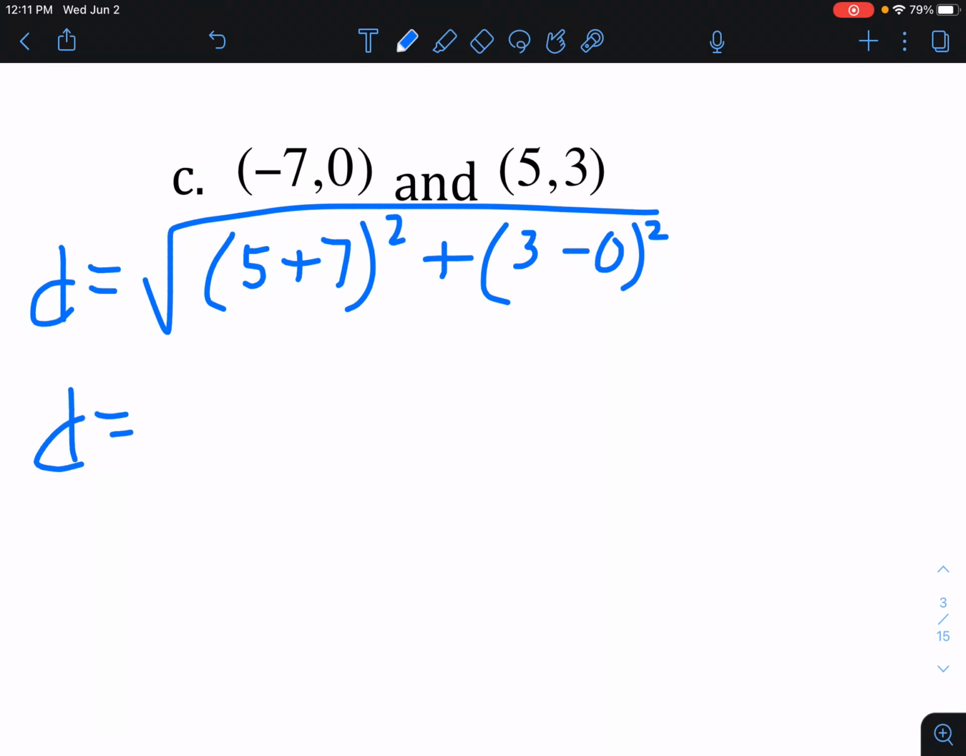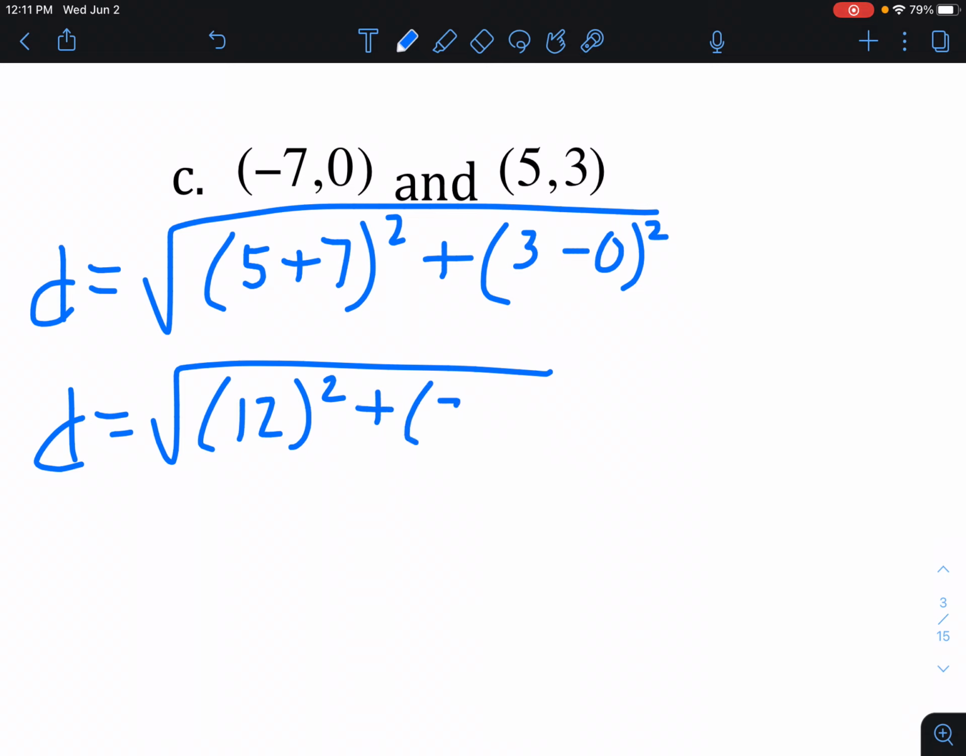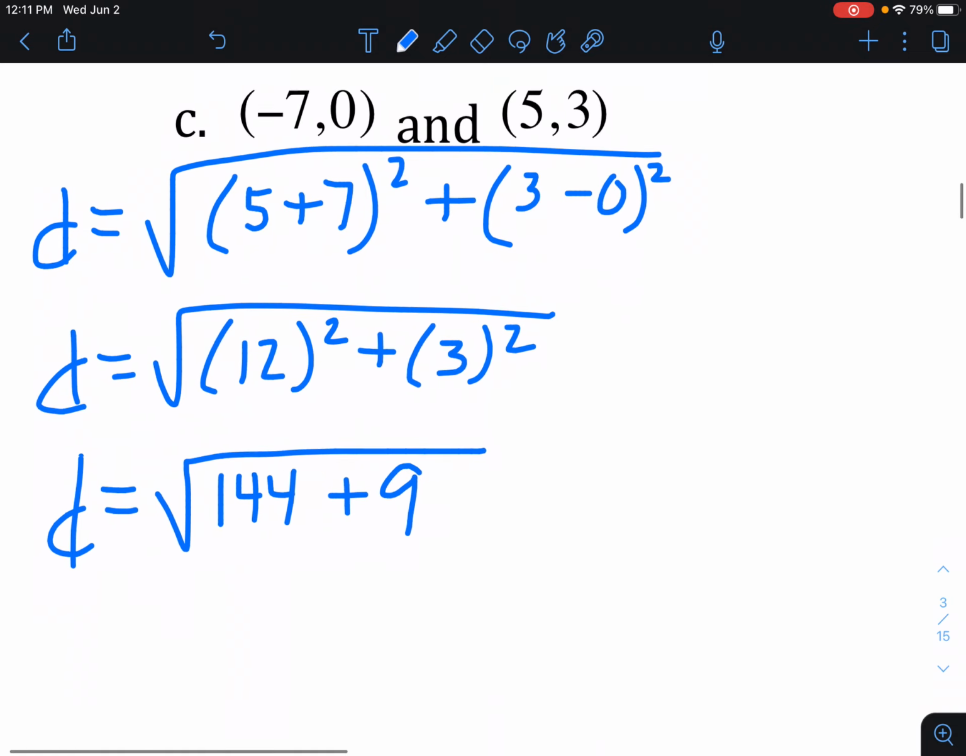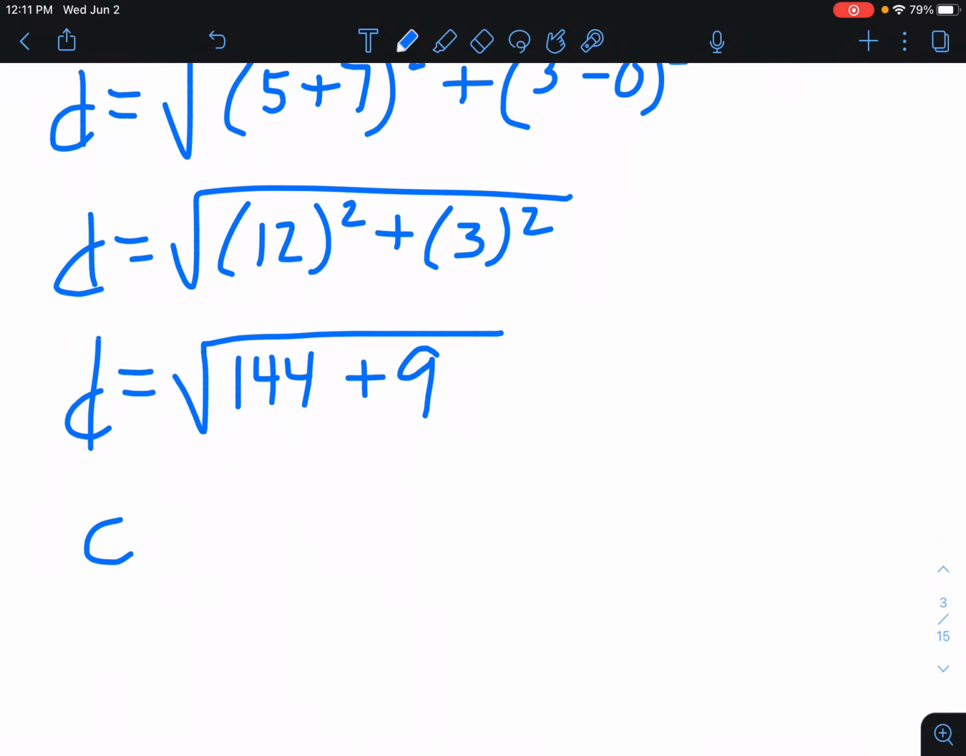Now I'm going to simplify the parentheses. So that'll be 5 plus 7 gets 12 squared. 3 minus 0 gets 3 squared. Now I'm going to square the numbers. 12 squared is 144, plus 3 squared is 9. And then I would add those finally to get square root of 153.